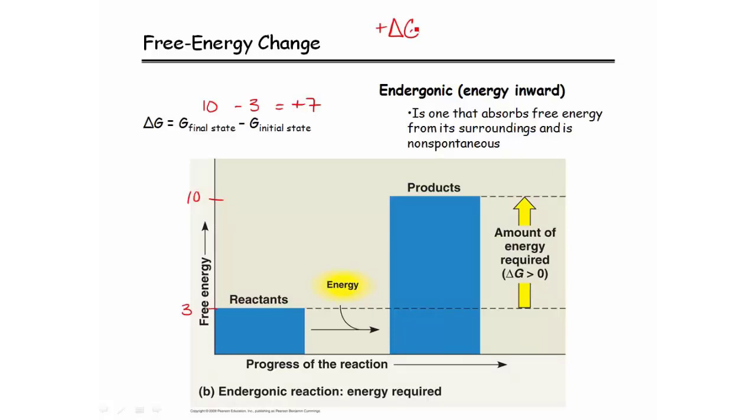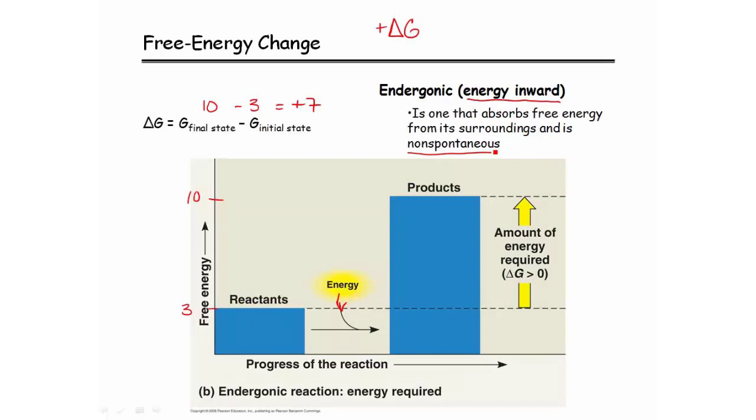Now, because we're going to end up with a product that actually has an enhanced amount of potential energy, we do actually have to put energy into this. So notice that our energy is really going in. So this is where the term endergonic comes from, energy inward. And this is going to mean that this requires energy. This is going to be a non-spontaneous reaction. By non-spontaneous, this means that if we do not have the energy to actually put into this reaction, the reaction is not going to take place.